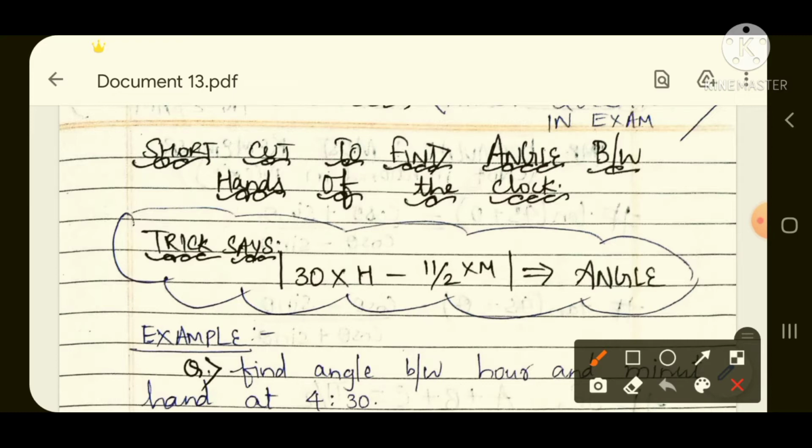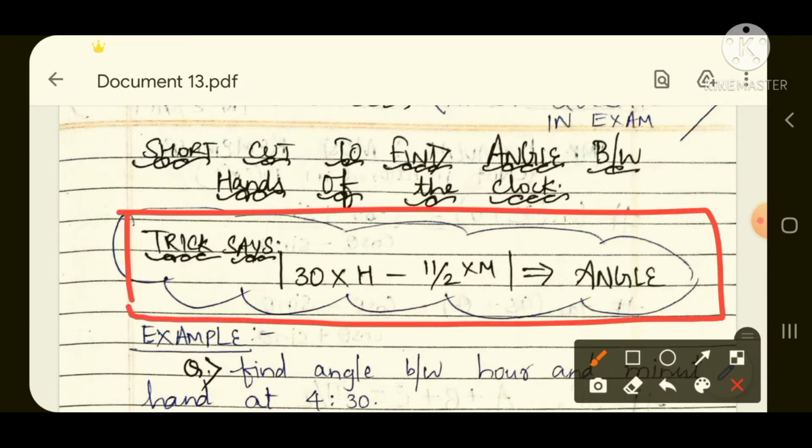So here to learn the trick, I'll put the trick in a square box so that you can study. The trick says that we need to remember one formula. This formula is universal for all times. Whatever time is given, you just apply this formula. Whatever answer comes after simplification will be the required angle.